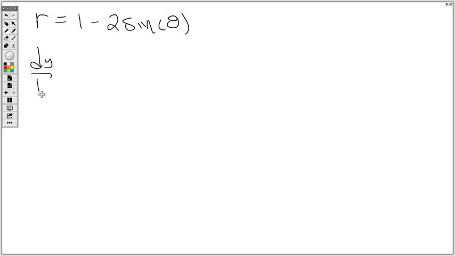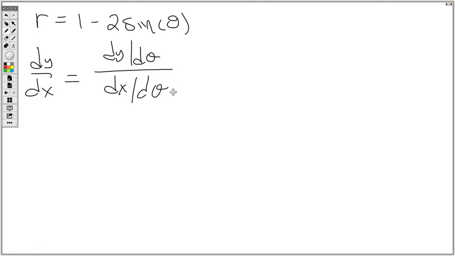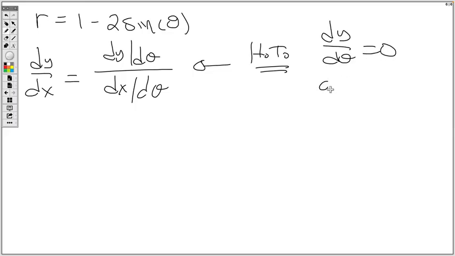I know that, once again, dy/dx is dy/d theta over dx/d theta. And I know from parametrics, horizontal tangents are going to happen when the numerator is 0, but the denominator is not 0.